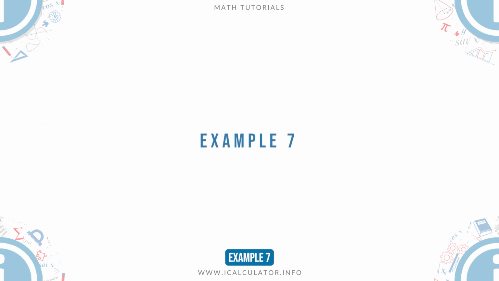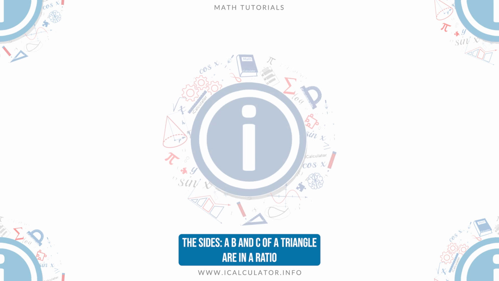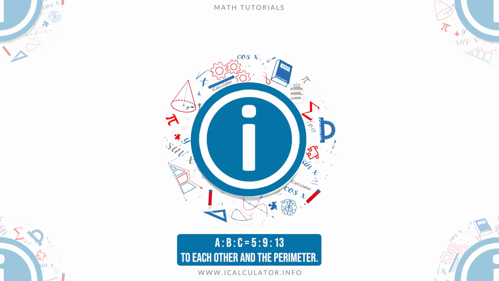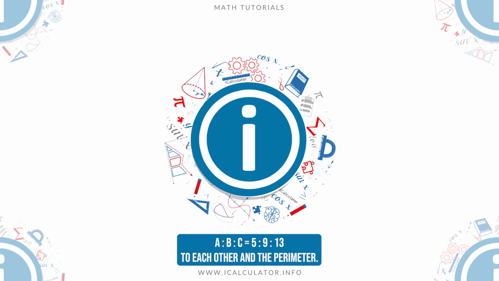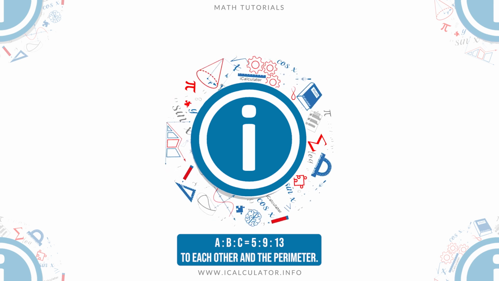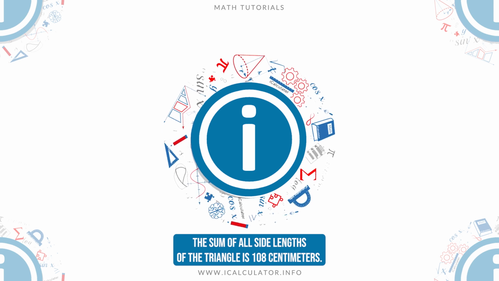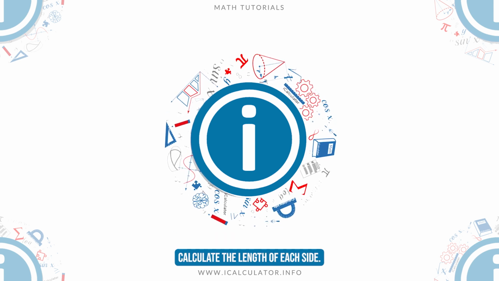Example 7. The sides A, B and C of a triangle are in a ratio A to B to C equals 5:9:13 to each other, and the perimeter, the sum of all side lengths of the triangle, is 108 centimeters. Calculate the length of each side.